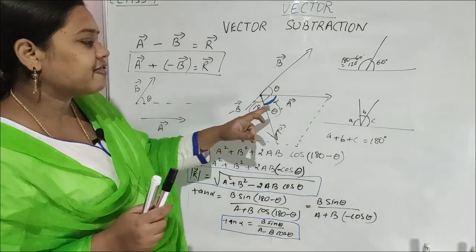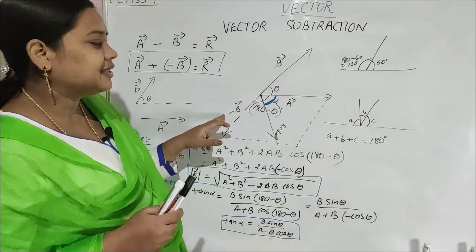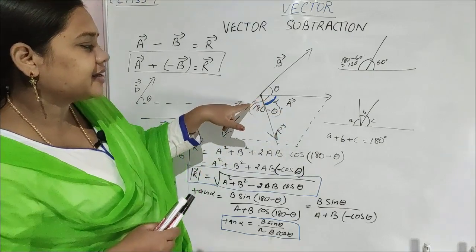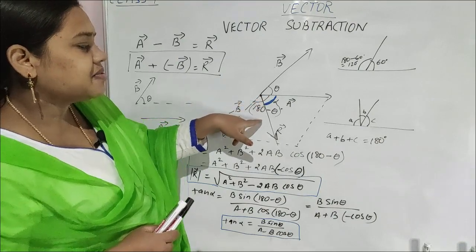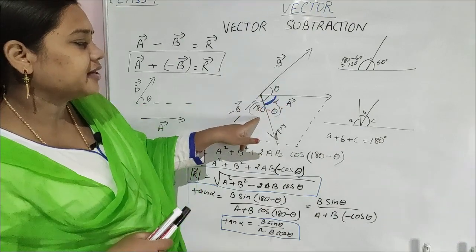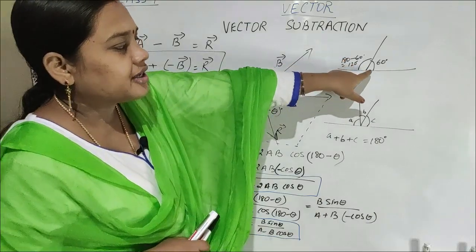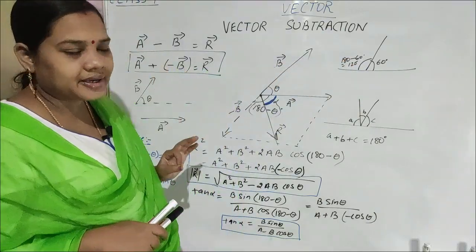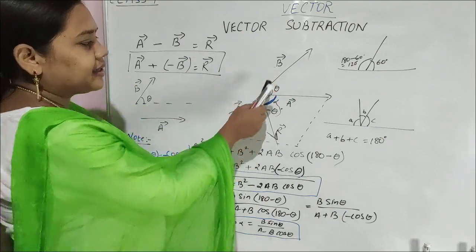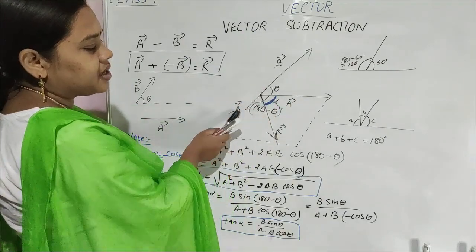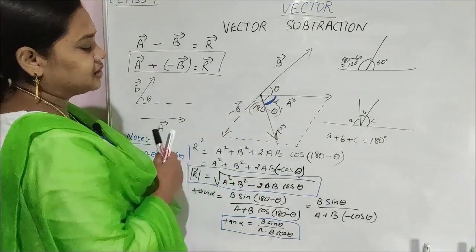Now we have to add vector A plus negative of vector B. What is the angle between vector A and negative vector B? If this is theta, this is 180 minus theta. Reason: the sum of all angles on a straight line is 180 degrees. So this total angle is 180 degrees. If this is theta, then this will be 180 minus theta.